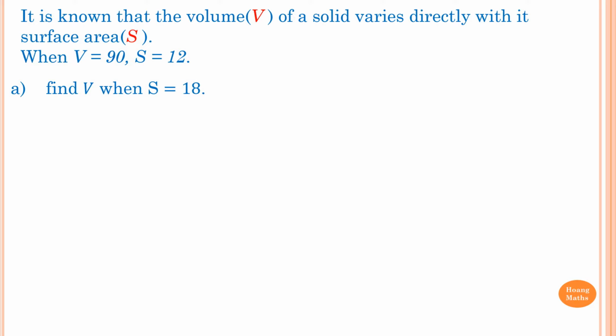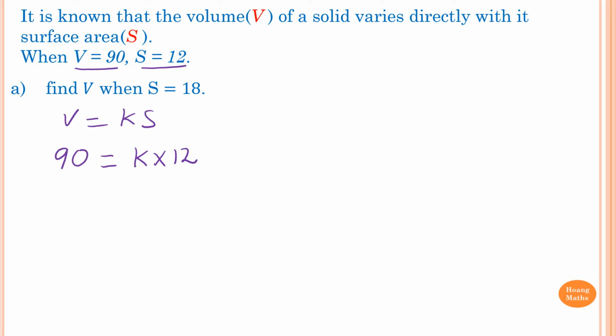Part A. So first of all, we just write down the general equation for that. Because V varies directly with the surface area S, we just write V is equal to KS. Now when V is equal to 90, S is equal to 12. So we just use that to find the value of K, which is 90 is equal to K times 12.